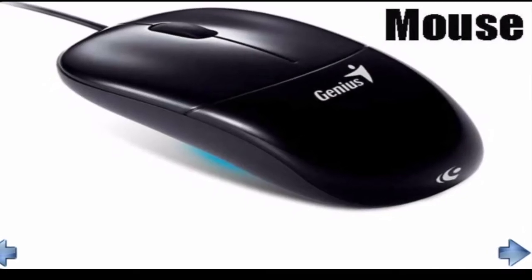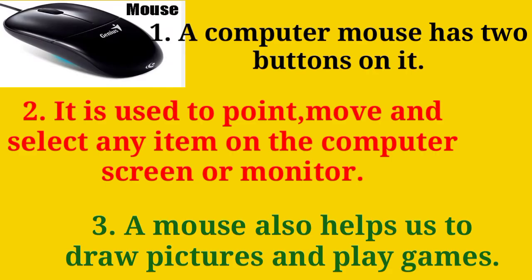Now, the third part is mouse. A computer mouse has two buttons on it. It is used to point, move, and select any item on the computer screen or monitor. A mouse also helps us to draw pictures and play games.